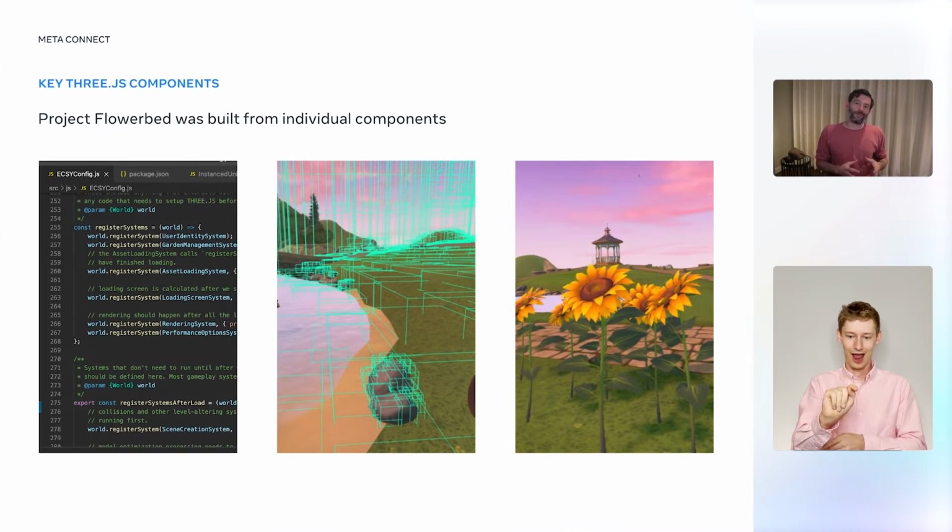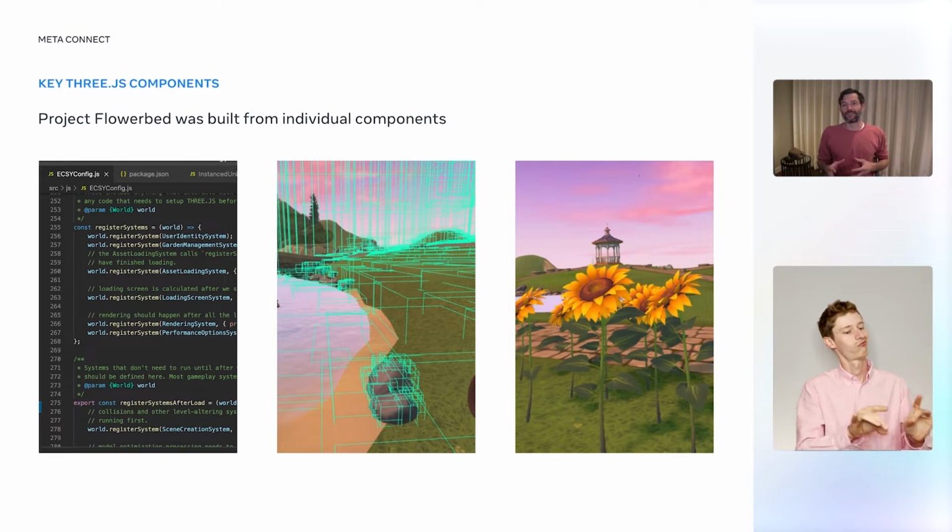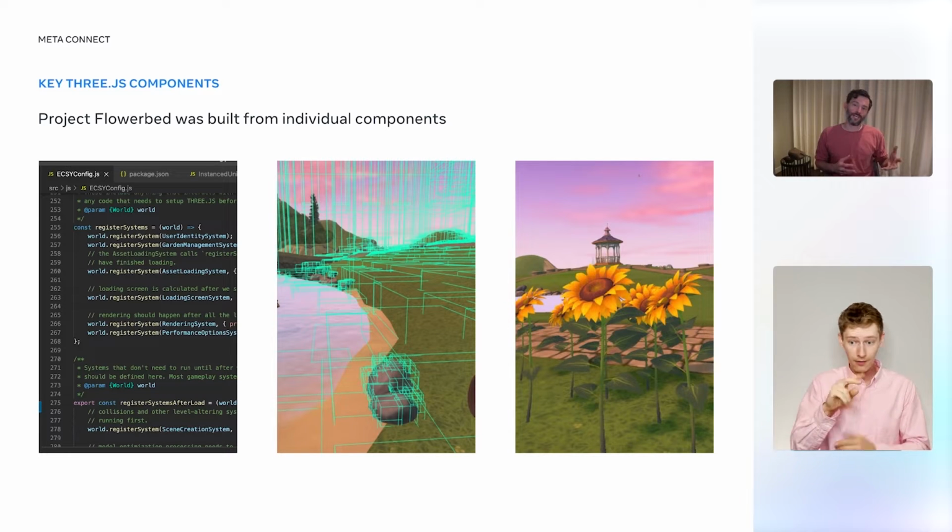For Project Flowerbed, we decided to compose our own set of libraries together instead of using one of those frameworks. Because Project Flowerbed is an exploration of the 3D web ecosystem, we wanted flexibility to mix and match pieces as we built it. For example, we want to use an entity component system architecture to organize our project in a performant way. So we use an open source ECS implementation to manage our objects and application-specific behavior implementations.